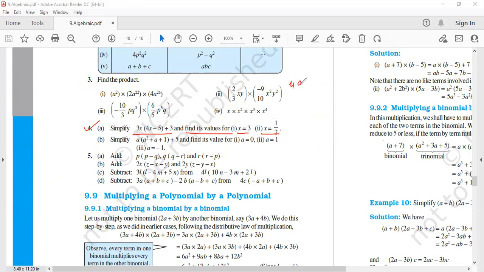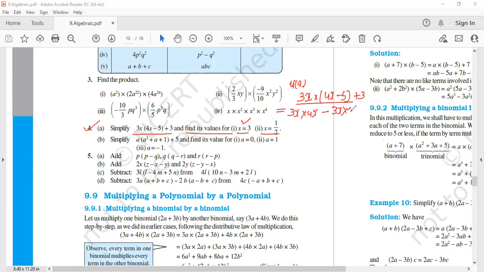Simplify this one and find its value for x is equal to 3, x is equal to 1 upon 2. Now look at the fourth A question. This is important because something new we need to find. Firstly they are saying simplify this one, then put down the value for x is equal to 3. So let us write the expression firstly: 3x(4x minus 5) plus 3, and you know that there is a multiplication sign, but it is not given. It's common sense. Now firstly we will simplify this one.